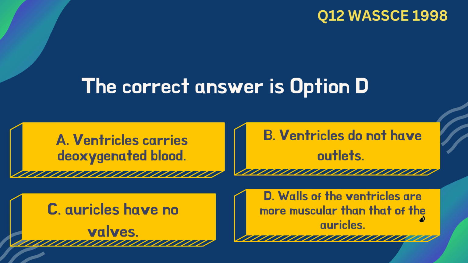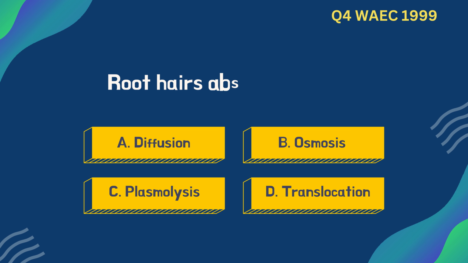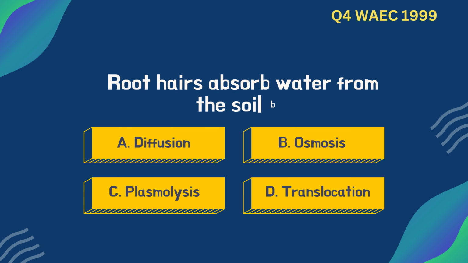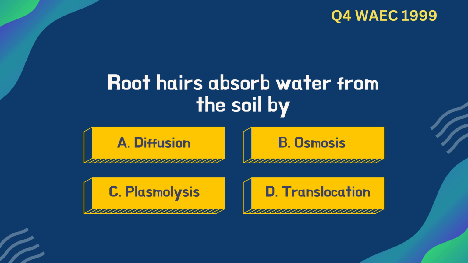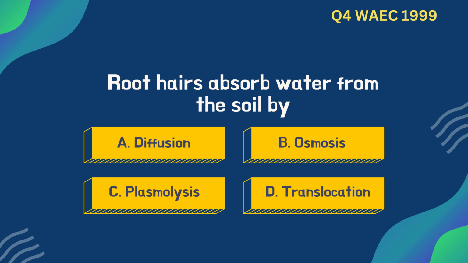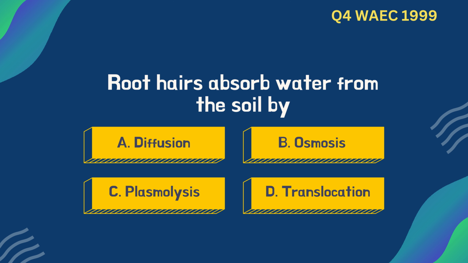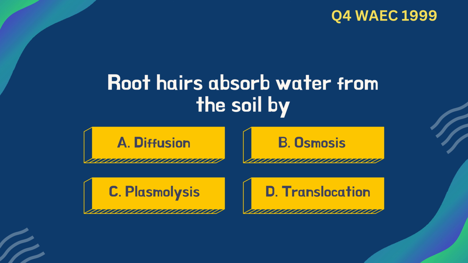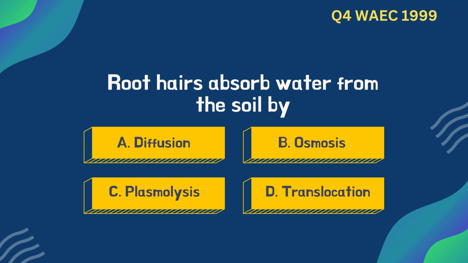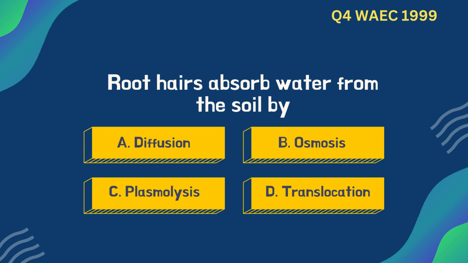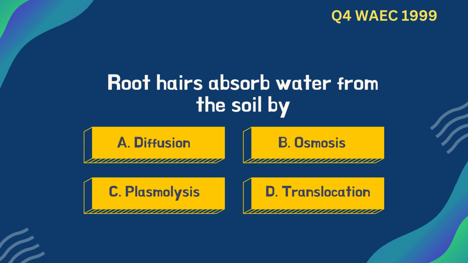The next two questions are taken from June 1999, and it's question 4 and question 6. Question 4. The root hairs absorb the water from the soil by A. Diffusion, B. Osmosis, C. Osmosis, and D. Translocation. Pick your answer from the options. The correct option is option B. Water gets into the root hairs of plants through the membrane in a process called osmosis.